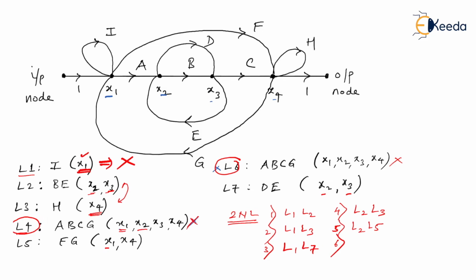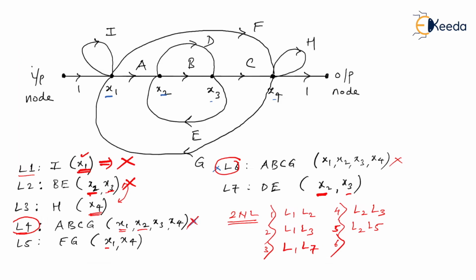Let us compare L2 with L7. So as I said, I'm not going to compare with L4 and L6. So I'm comparing L2 with L7. As you can see, x2 is a common node with L2 as well as L7. x2 is a common node. I cannot say them as two non-touching loops. It means now I have compared L2 with every other loop. So I'm not going to take L2 into consideration anymore.